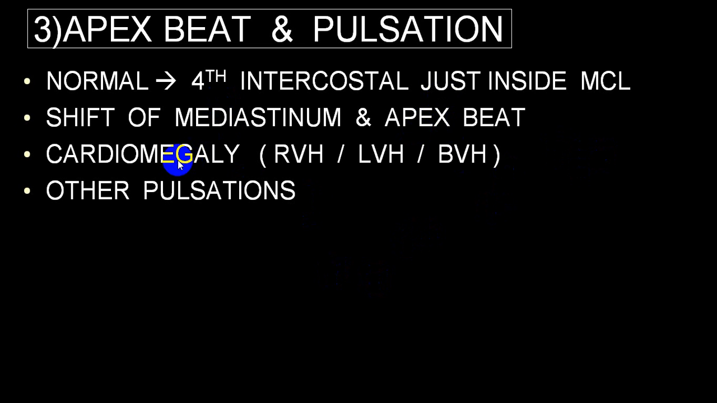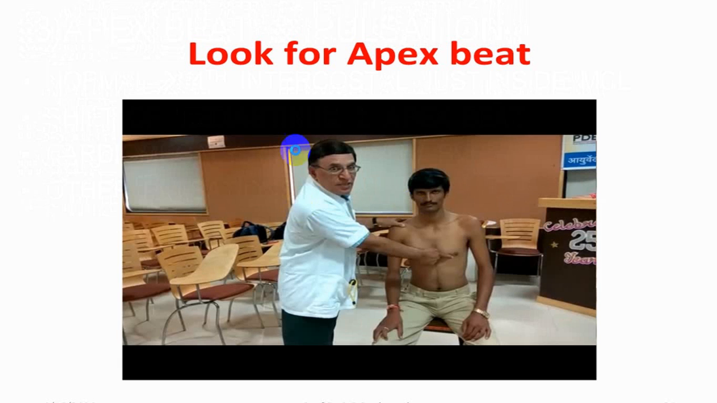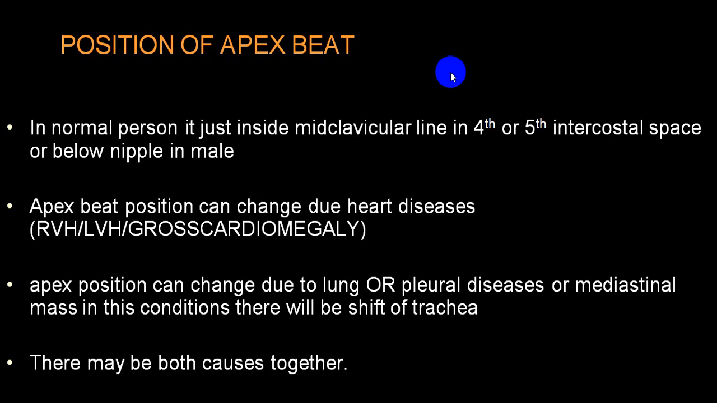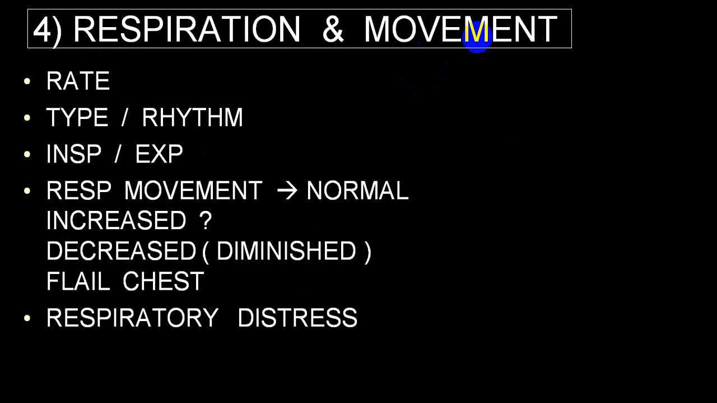Also, apical impulse will have change in the position without any shift of mediastinum because of right ventricular hypertrophy, or because of left ventricular hypertrophy, or because of biventricular hypertrophy. You should also look for pulsation in other areas, that is apical impulse, pulmonary area, aortic area, parasternal region, suprasternal notch, infraclavicular region, and posteriorly look for Sussman sign. But all this we'll be discussing in detail in cardiovascular system. So the position of apical impulse we'll be discussing in detail.